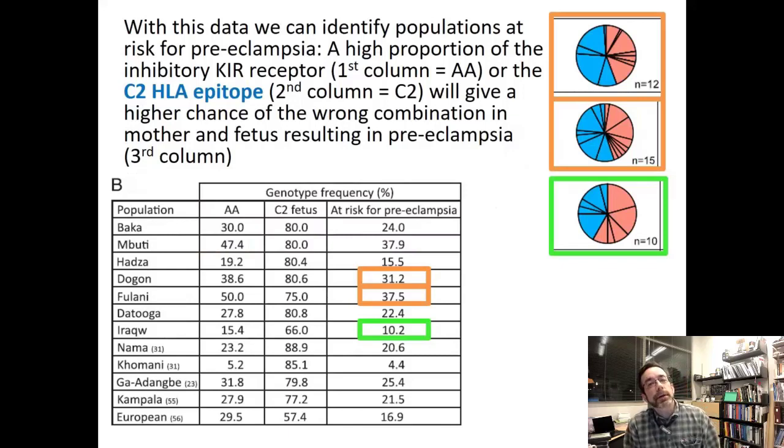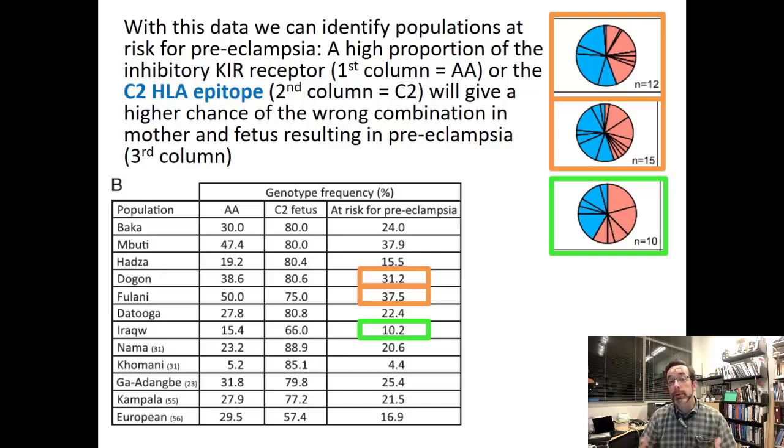So this is how it actually goes together with preeclampsia. If a population has a high proportion of that one inhibitory KIR receptor, that's shown in the first column, the proportion of that. If they have a high number in that column, or if they have a high number of the C2 HLA epitope, which will also cause the other side of the interaction that causes this. So it takes an interaction. You need both the inhibitory receptor and the C2 epitope to form this problem, to have the preeclampsia risk.